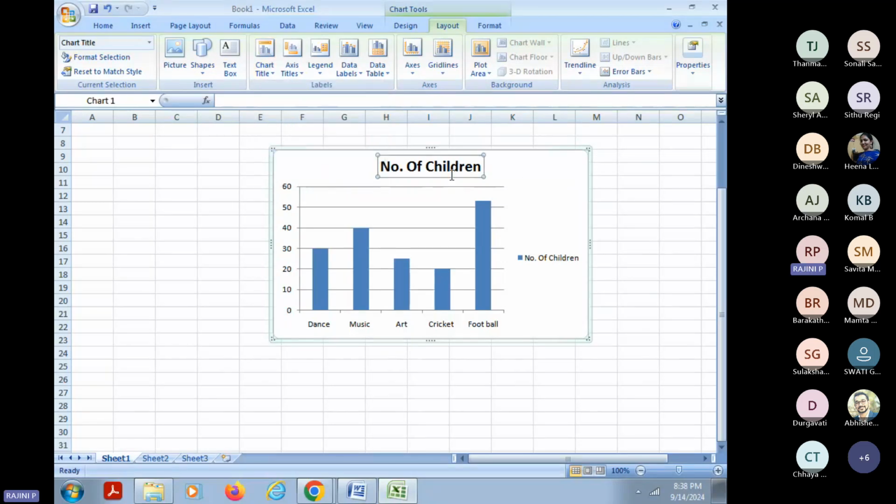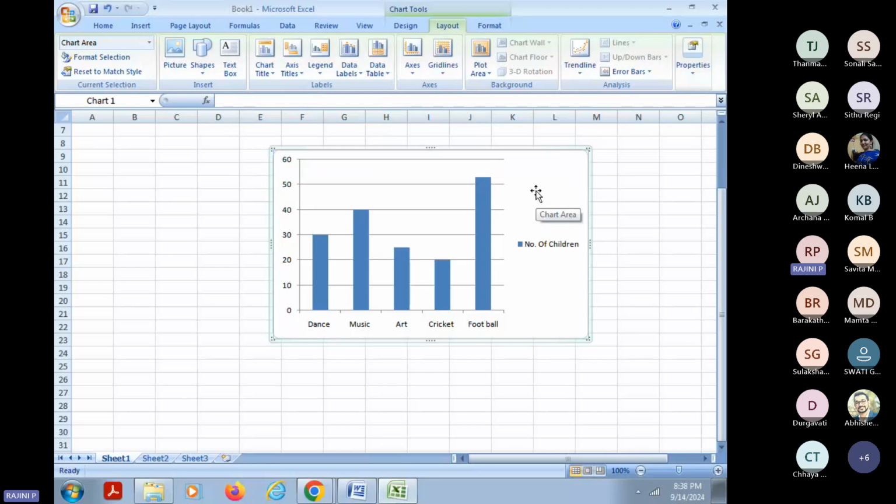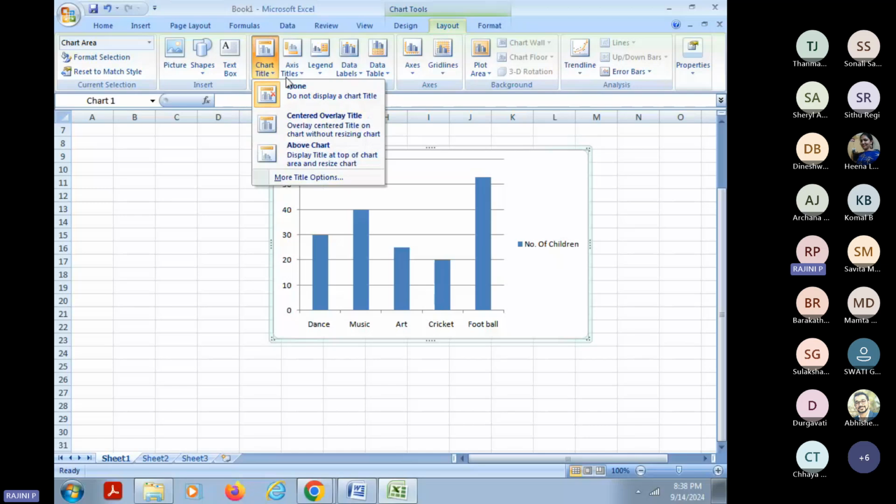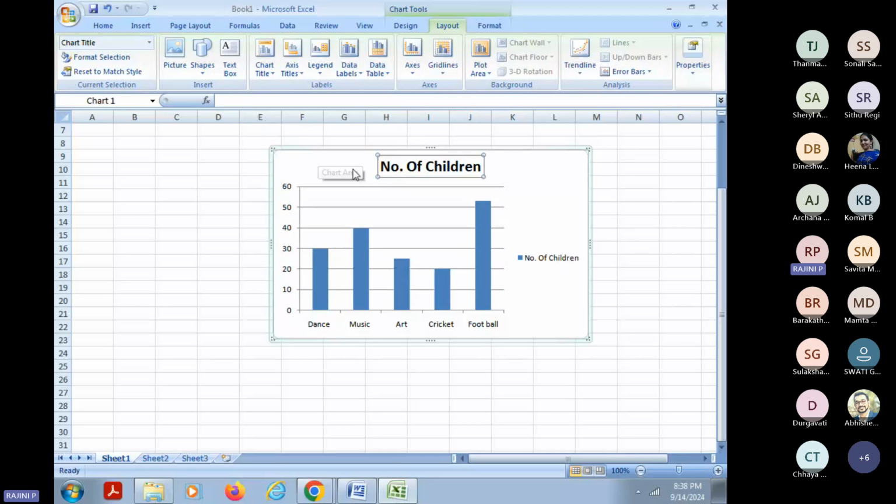Clear? So how can we do this? Once again, select the graph, go to the chart tools, go to the layout, click on the chart title, and then select any one of these two. It's up to you. I'm selecting above the chart. Then I got it.